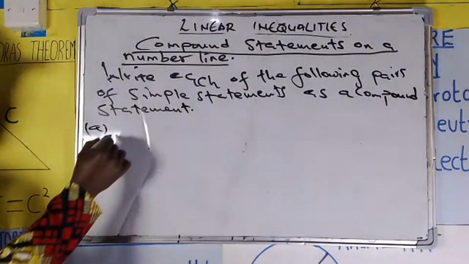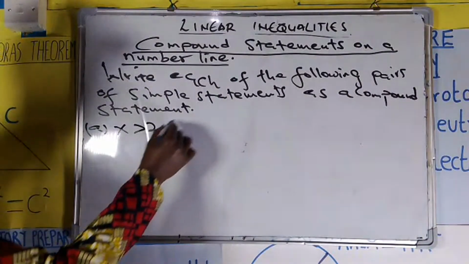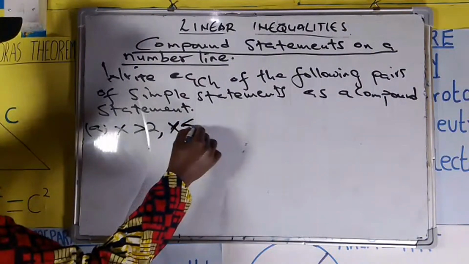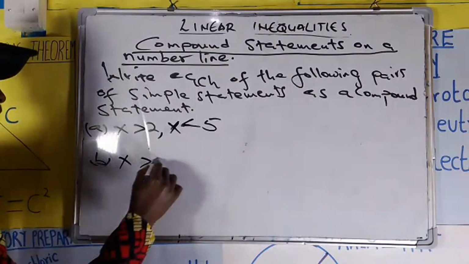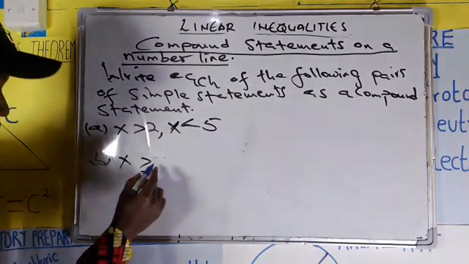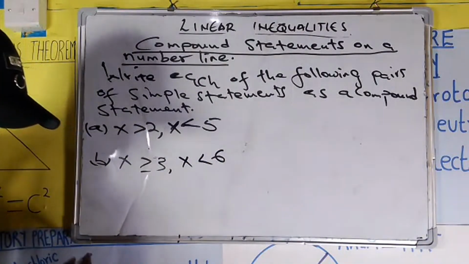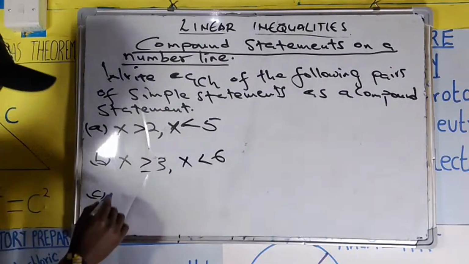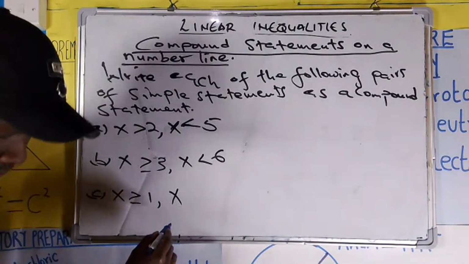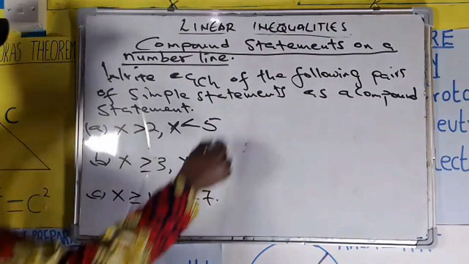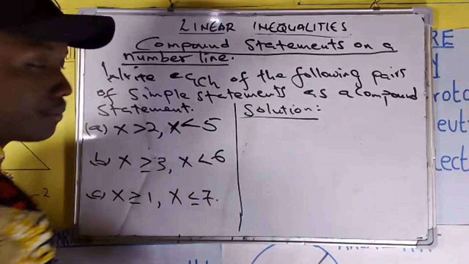A ni x is greater than 2 na x is less than 5. B, x is greater than -3, hiyo ingine ni x is less than 6. C, x is greater than or equal to 1 and x is less than or equal to 7. So unataka tutafute solution of such.